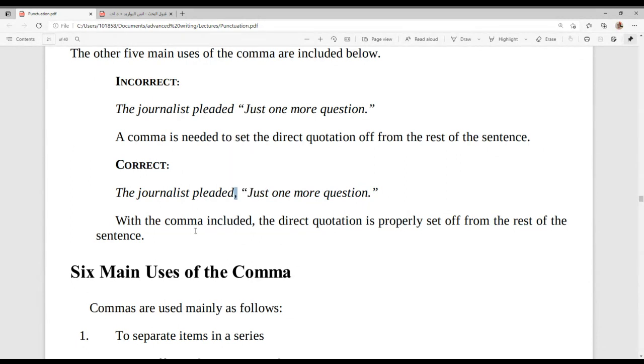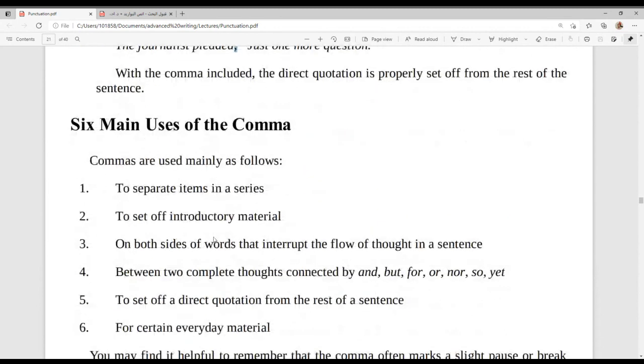Now, there are 6 main uses of the comma in English, and we have to keep them with practice, please. To separate items in a series, we are going to talk about this, inshallah. To set off introductory material, and on both sides of words that interrupt the flow of thought in a sentence. We will have examples now.